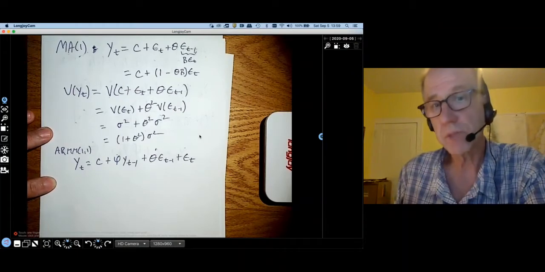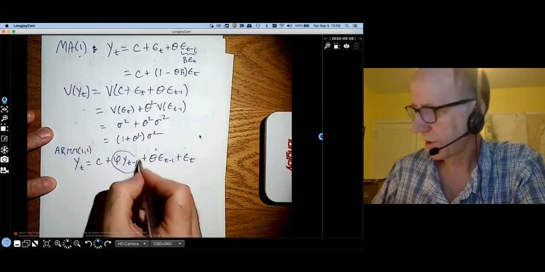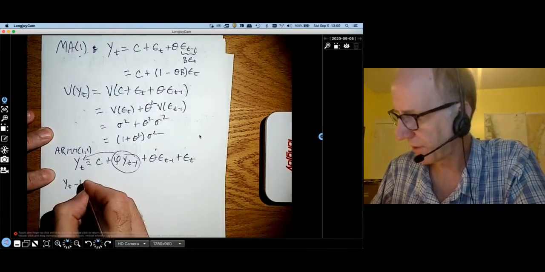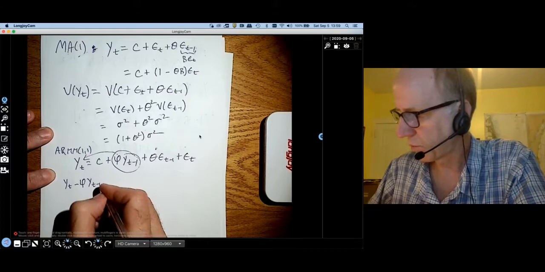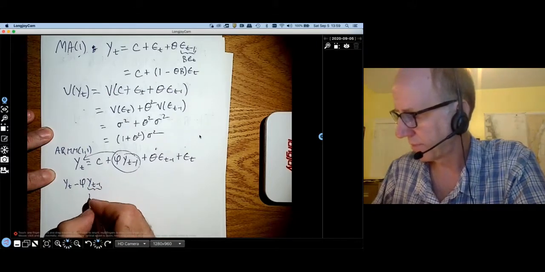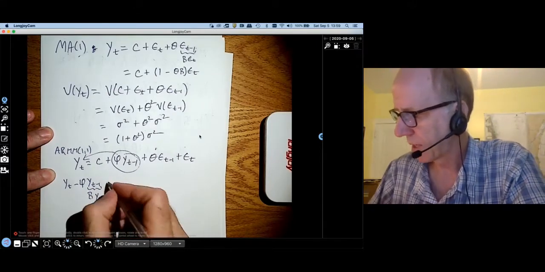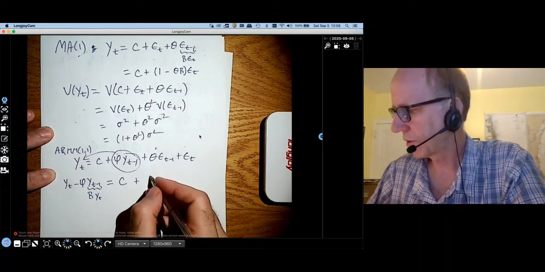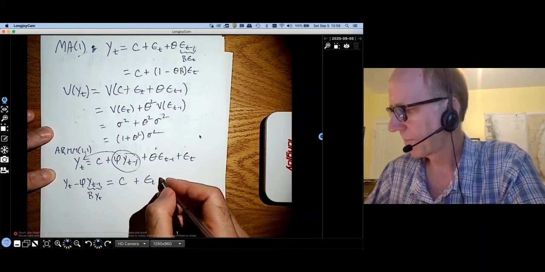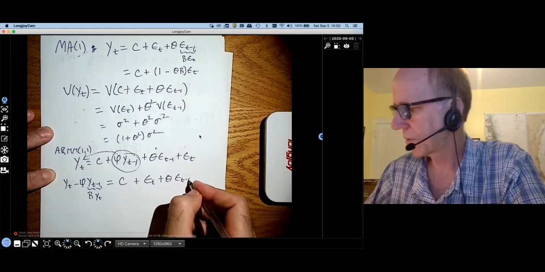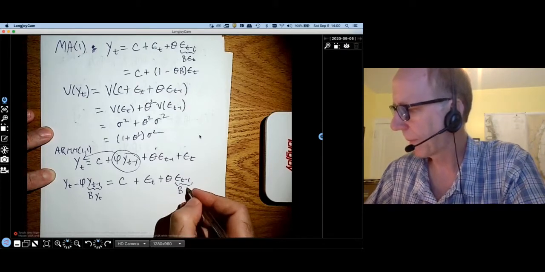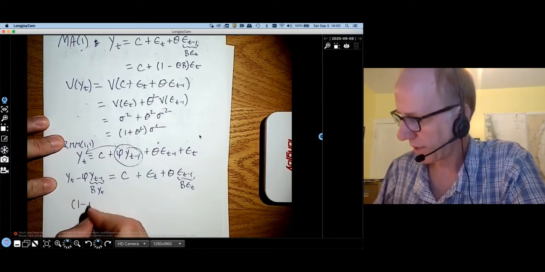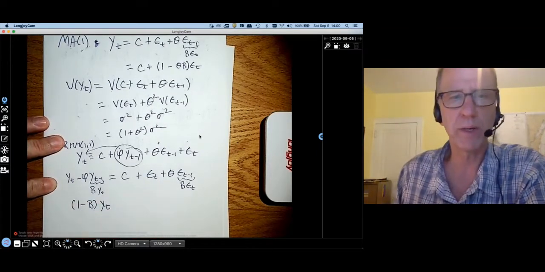And so with the backshift notation, we're going to move this term over to the other side. So y_t minus phi y_{t-1}, but notice this is just B y_t. This is equal to c plus, I'm going to change the order of these two, epsilon_t plus theta epsilon_{t-1}, but this is just B epsilon_t. So then this is 1 minus B times my y_t value.